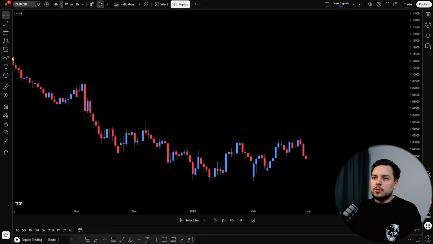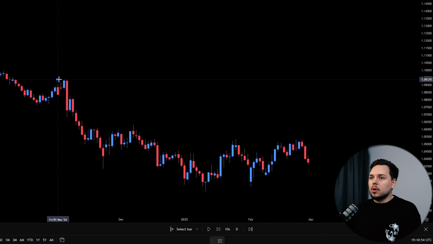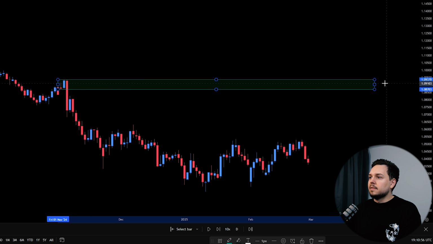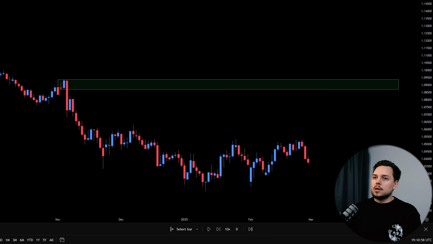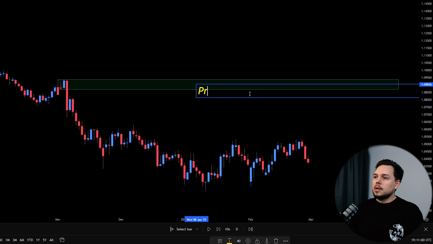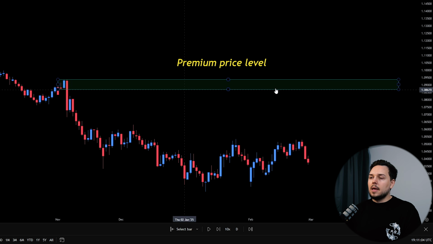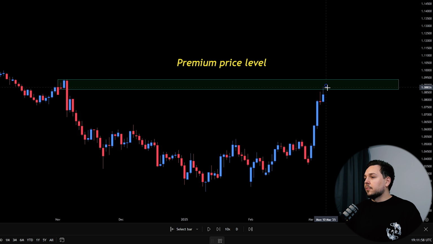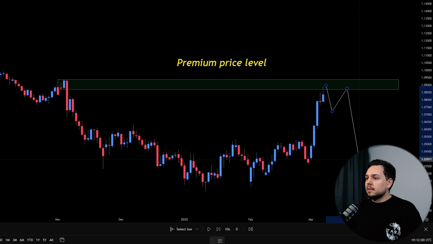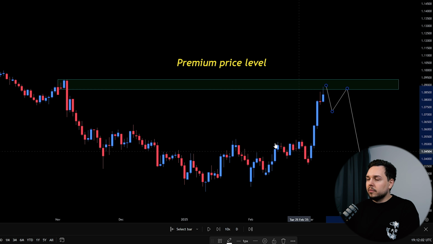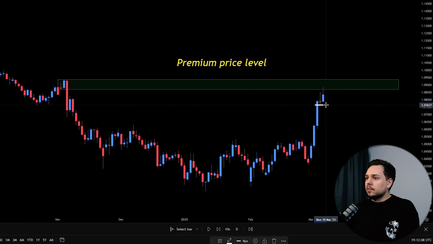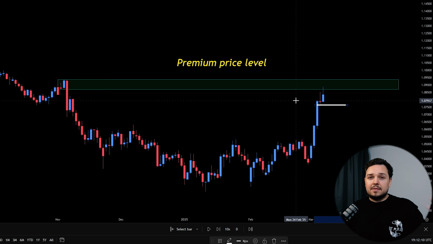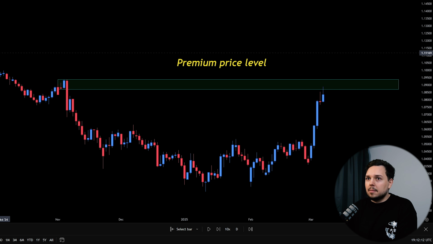So here's the idea. You mark a supply zone that has never been touched. Let's say something like this. This is a great zone at a premium price level, right? And you simply wait for the price to return to the supply zone. You now understand that from the supply zone, we should be selling, maybe selling towards the downside. Probably a better idea to just sell till over here, since this is the daily. But this is an example, it doesn't matter.